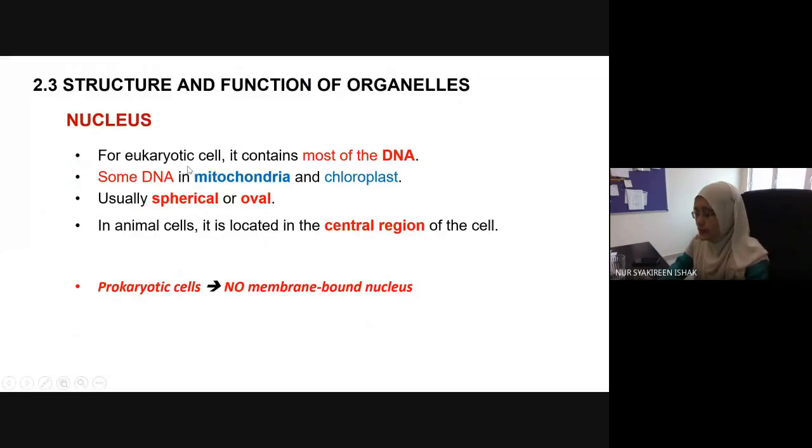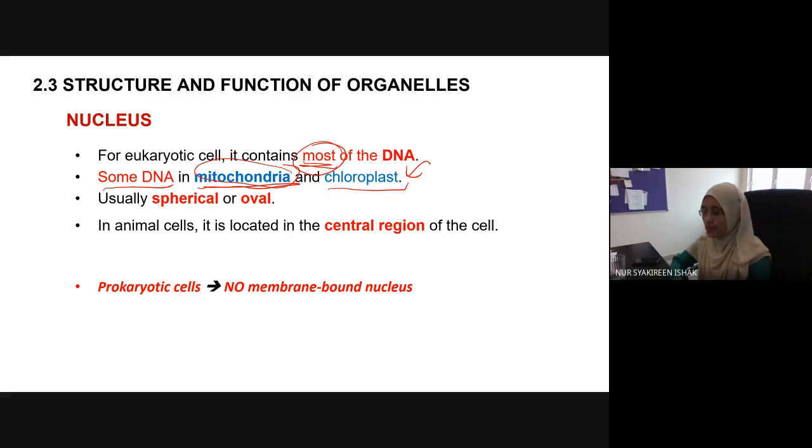Okay, so the first organelle here is the nucleus. For the eukaryotic cell, it contains most of the DNA. Why does the statement say most? Because you can also find DNA located in the chloroplast and also the mitochondria. Mitochondria and chloroplast have their own DNA.